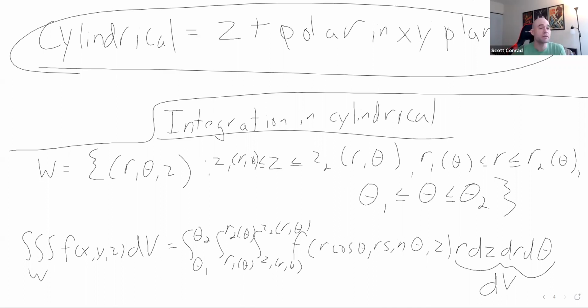But yeah, converting to cylindrical is exactly like converting integrals to polar: replace x, y, and z with their equivalents in cylindrical, and then dV becomes r dz dr d theta.